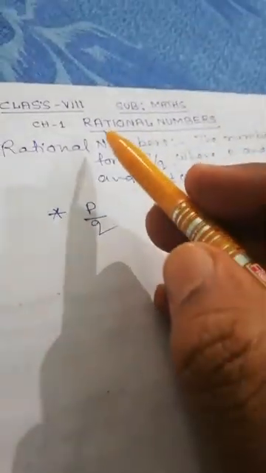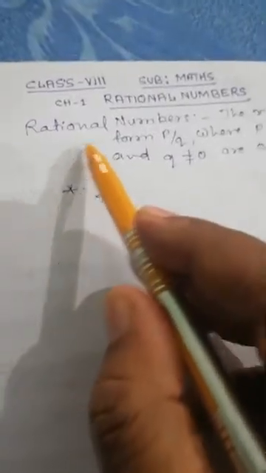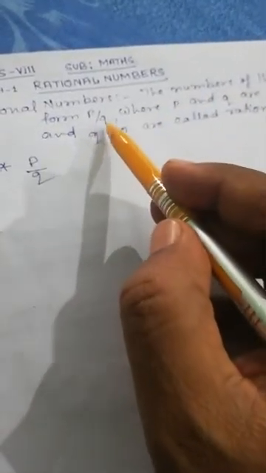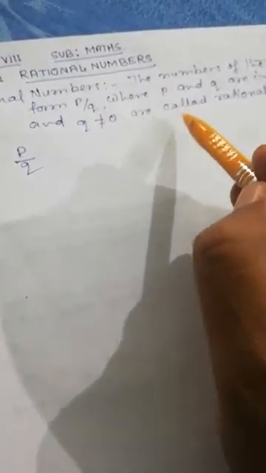So, in class 8 mathematics, first chapter is rational numbers. What do you mean by rational numbers? The numbers of the form p by q, where p and q are integers and q is not equal to 0, are called rational numbers.